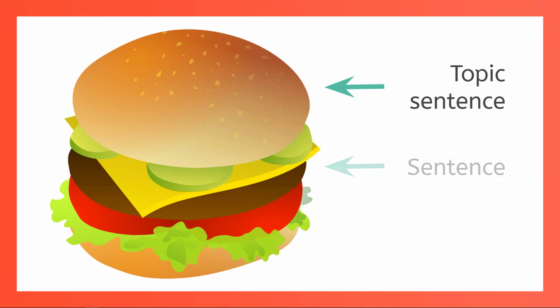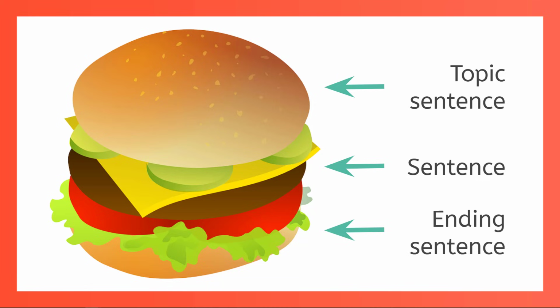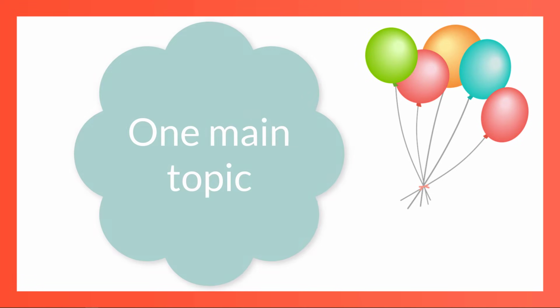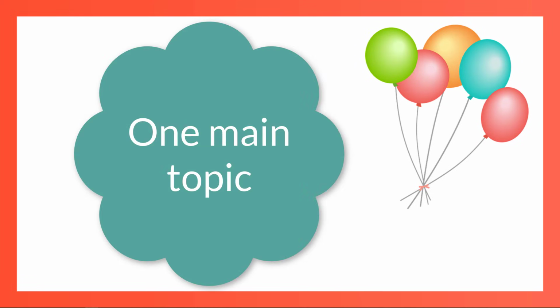Well, you can think of a paragraph in the same way. A paragraph has three main parts. The main topic or topic sentence, think of it like the top bun. A sentence that tells more about the topic, think of it like that juicy filler. And the ending sentence about the topic, which is like the bottom bun. Paragraphs talk about one main thing.